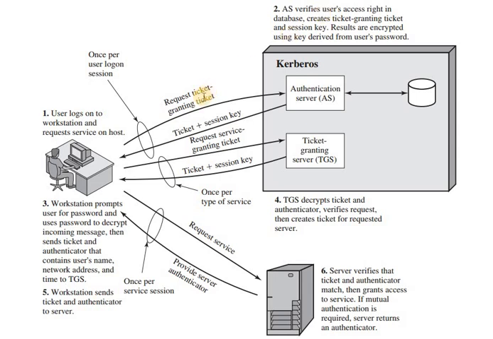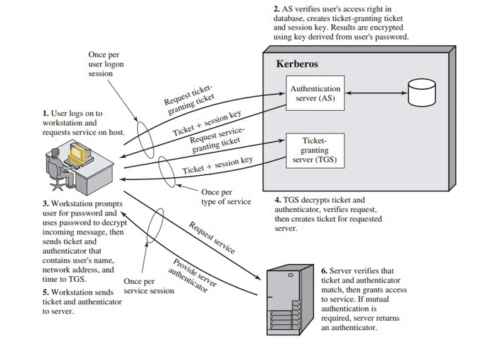After getting the request from the client, it verifies the user's access right in the database, creates a ticket granting ticket and session key. It checks if the user is a member in the database, and then creates the ticket granting ticket and session key. The ticket and the session key are encrypted using a key derived from the user's password. To be specific, it is the hash of the user's password used as a key to encrypt the ticket and the session key. It sends the encrypted ticket and session key to the user.